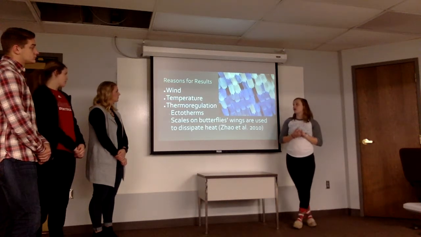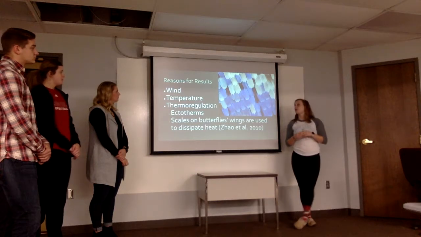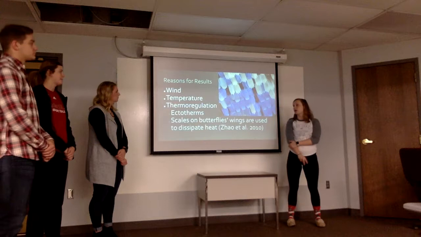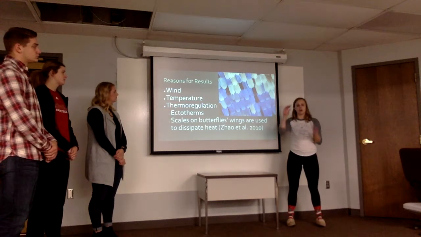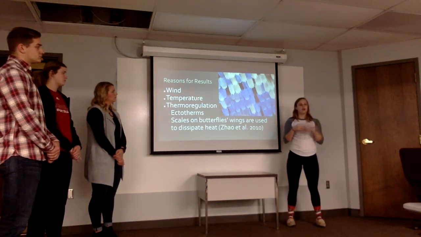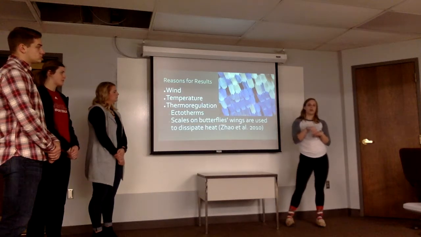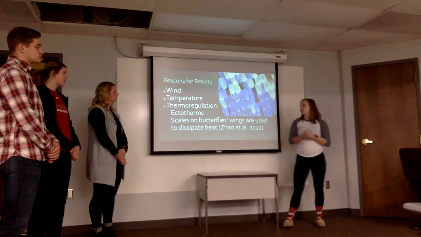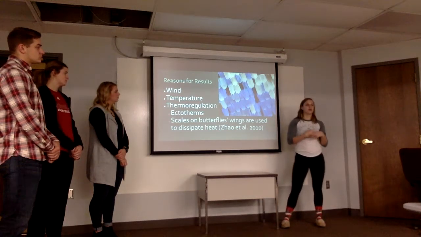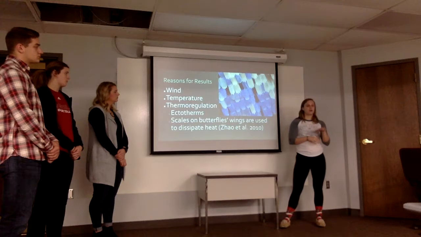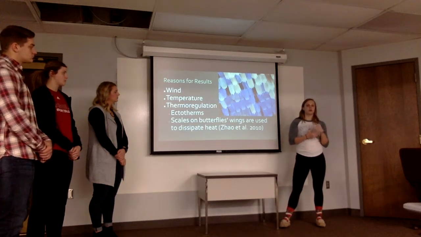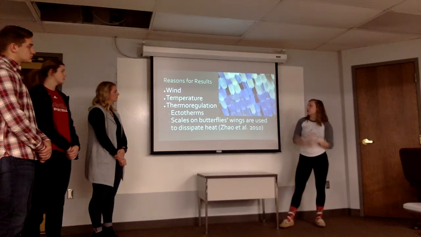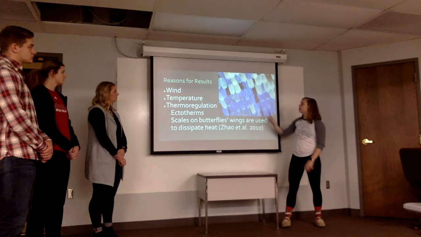So the last thing we considered was thermoregulation. Since butterflies are ectotherms, and we took our videos at around midday every time, the sun would have been directly above the flower, so those on the horizontal flowers would have more direct sunlight beating down on them than those on the vertical flowers. And we found out that the scales on butterflies' wings are used to dissipate heat, so we thought that maybe those on the horizontal flowers would be beating their wings more to dissipate heat since they're receiving more direct sunlight. And that's just a zoomed in picture of the butterfly scales.